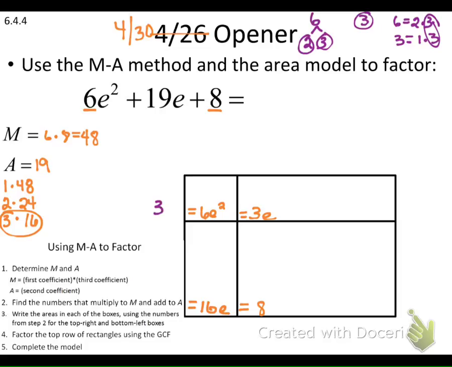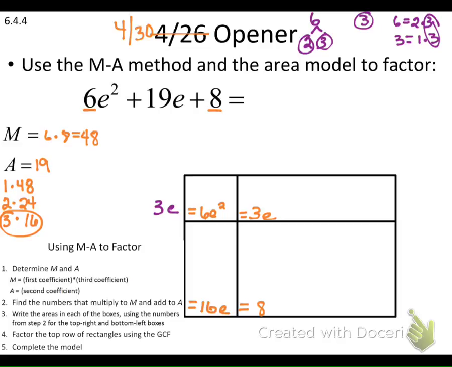Now we have to look at our variables. What variable do they also share? Because it's e squared and e. Yeah, so 3e. So that becomes my height. The last step now is just fill out the rest of your area model. So if we know the height and we know the total area, what information am I missing?